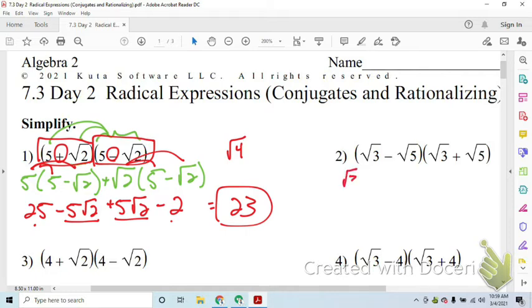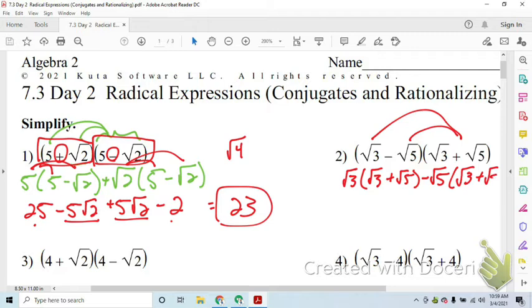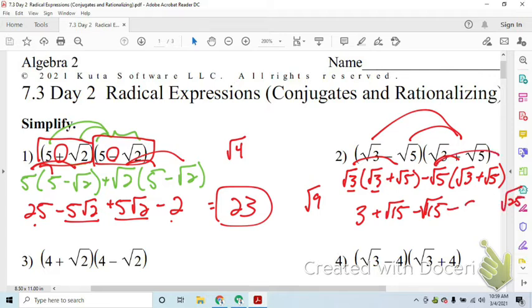So I'm going to take root 3 and multiply by root 3 plus root 5. So this times all that. And then minus root 5 times root 3 plus root 5. So then I have root 3 times root 3, which is the square root of 9, which is just 3. Then I have plus root 15. Then I have minus root 15. And then I have minus, that's the square root of 25, that'd be 5.